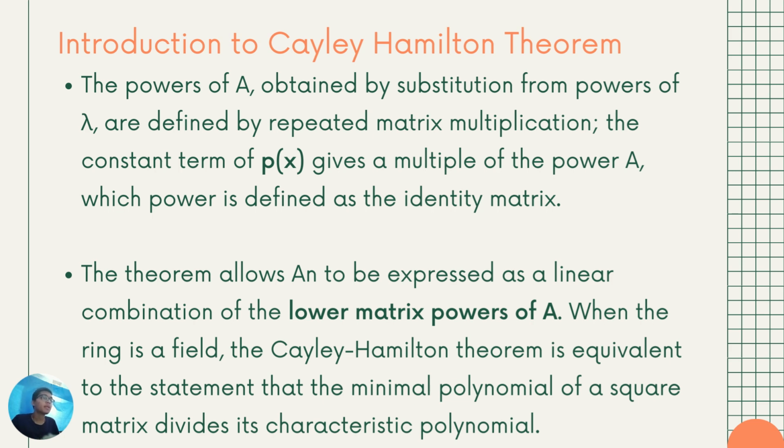The Cayley Hamilton theorem is equivalent to the statement that the minimal polynomial of a square matrix divides its characteristic polynomial. I know it's very hard to understand, but it simply states that A is a zero of its own characteristic equation. Simple. The whole concept of the Cayley Hamilton theorem is that a matrix A is a zero of its own characteristic equation. Just don't make your head go around. It's the basic thing that we want to know and convey.